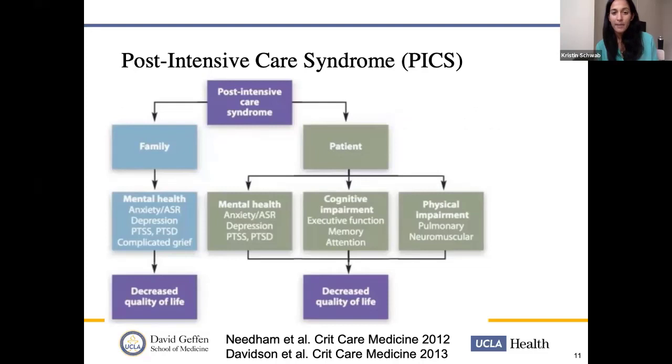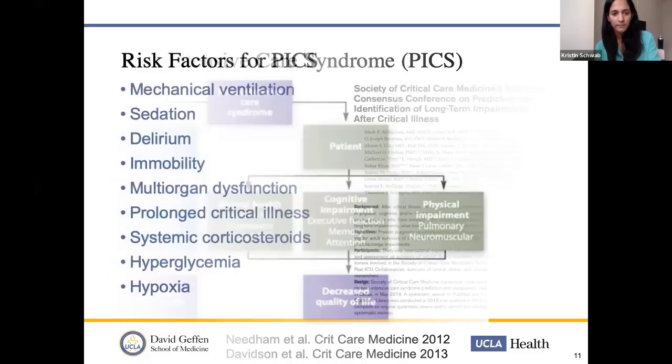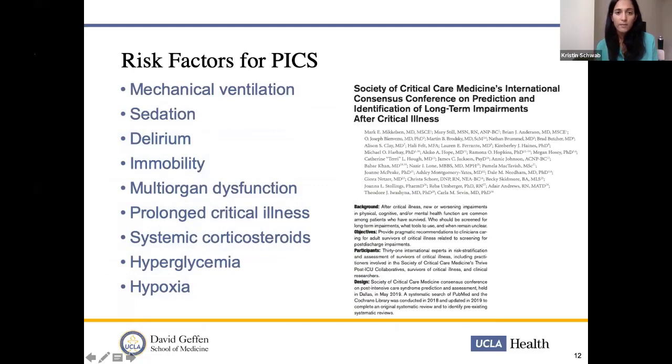This is a visual corollary to that. And you can see that PICS for patients in that green box is really characterized by an impairment in one of these three arms: mental health, cognitive impairment, or physical impairment, all of which are leading to decreased quality of life.